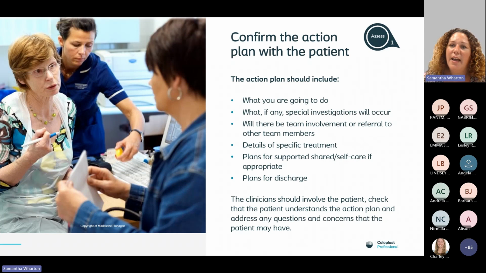Once you've confirmed that action plan with the patient, it's working in collaboration, isn't it? It's working in partnership. So you need to explain what you're going to do, what any investigations may need to happen, will there be a team involved or referral to other team members? And you need to detail that specific treatment and share it with your patient so that if they have any questions, they've got the opportunity to speak. Because by getting that patient involved and fully informed in why you're doing what needs to be done, they can then understand why they need those things to happen.